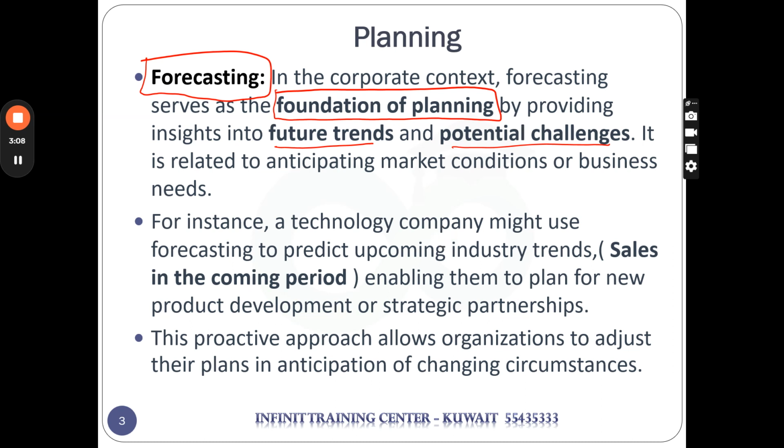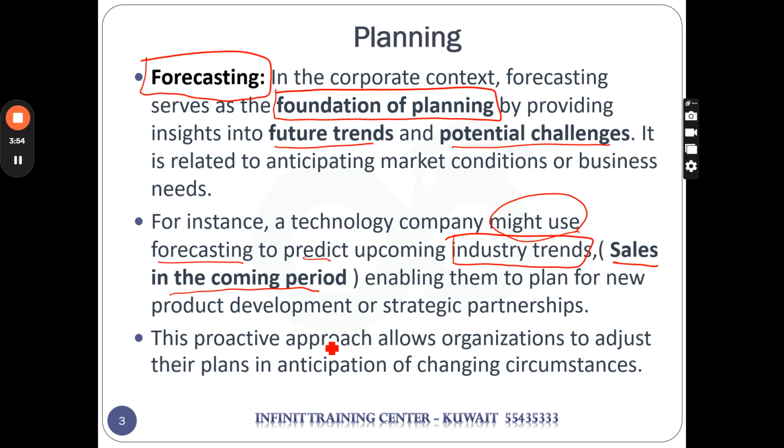For instance, a technology company might use forecasting for what? To predict upcoming industry trends. For example, you want to know what the sales could be in the coming period. So this will enable them to plan accordingly. If the sales are so high, they have to plan for the resources. They need more manpower. They need more raw materials. Or they might have to look for better facilities. So you will have a clear plan if you know things in advance. This forecasting we will be studying in this section B, but later in a different chapter.